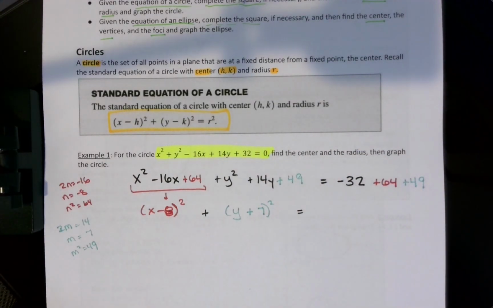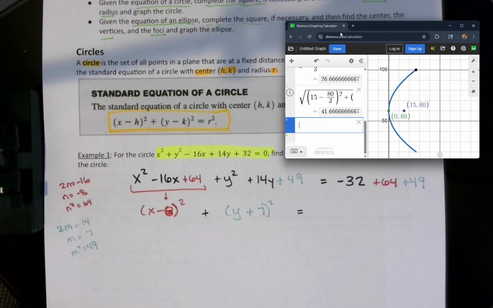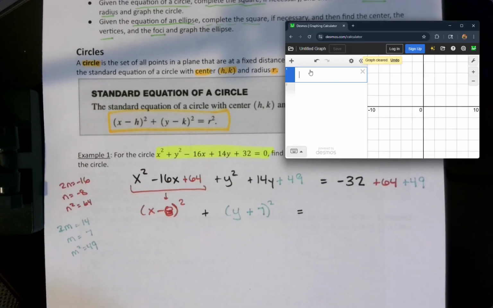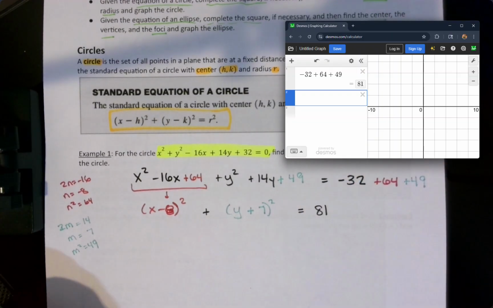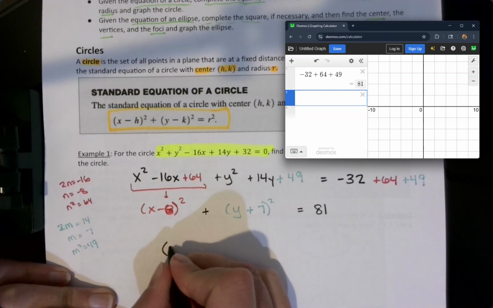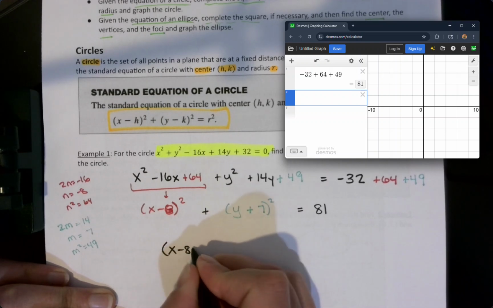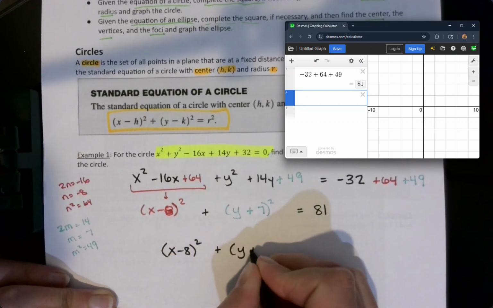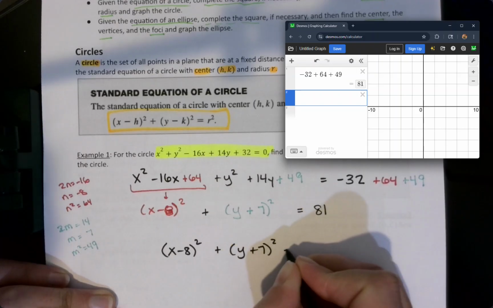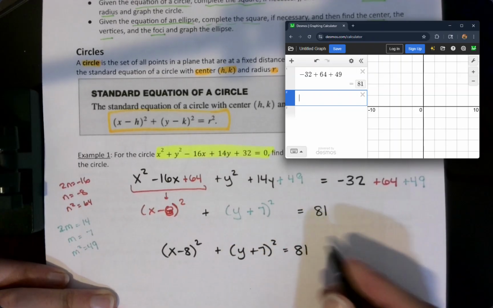On the other side of the equation, we just have a couple constants that we need to add up. Let me clear this graph right here. We need to take our negative 32 plus our 64 plus our 49, and this value over here is 81. I'm just going to rewrite that since it was a little messy. (x minus 8) squared plus (y plus 7) squared equals 81.